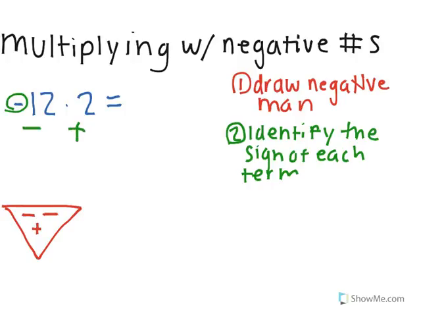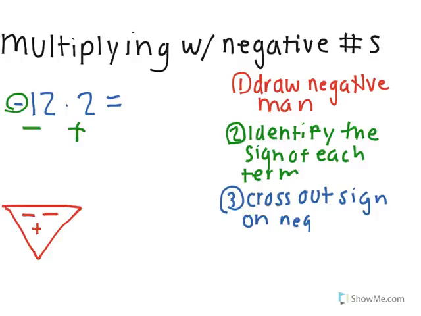And our third step is to cross out signs on negative man. So we have the negative, so I'm going to cross out a negative, and then we have the positive, so I'll cross out the positive, and I circle what's left. And that indicates my final product is going to be a negative number.